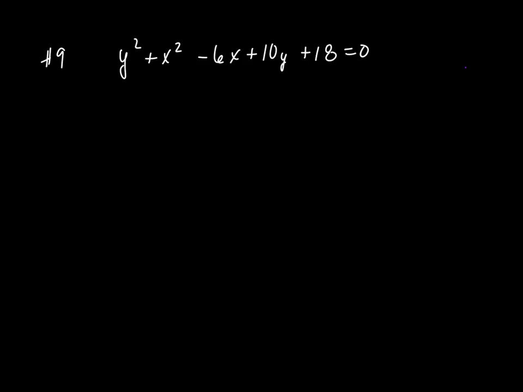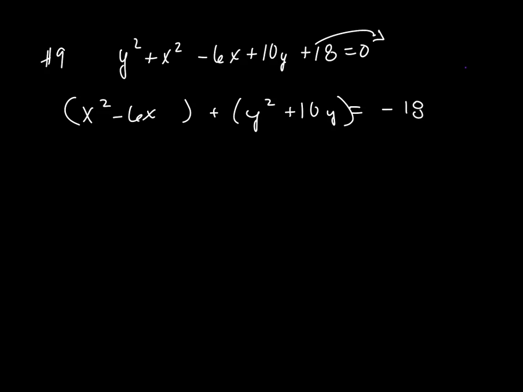So we're going to use completing the square to go ahead and find the equation of a circle. So the first step is to group the x values together and then go through and group the y values together. And I'm going to move that negative 18 over to the other side. The positive 18 turns into a negative 18 when it gets moved to the other side.